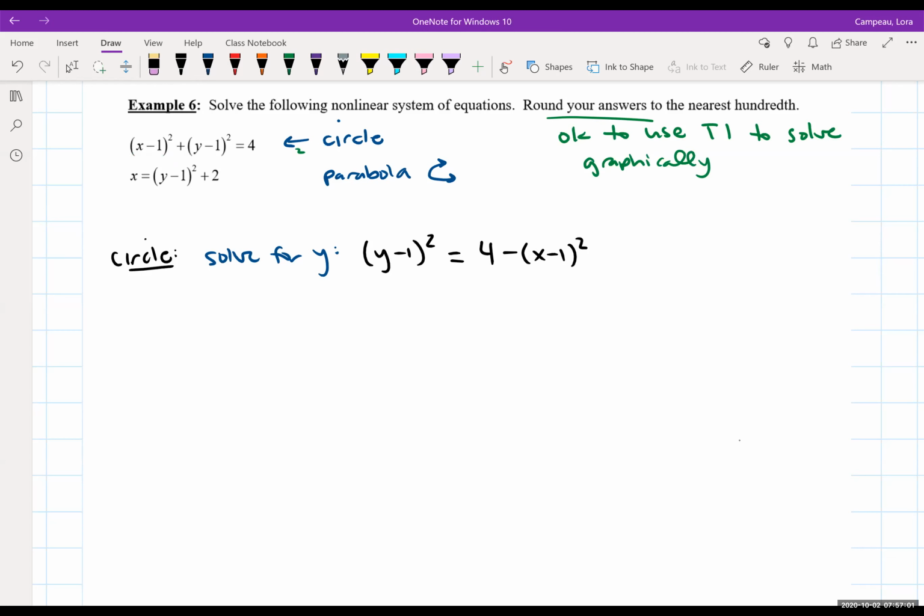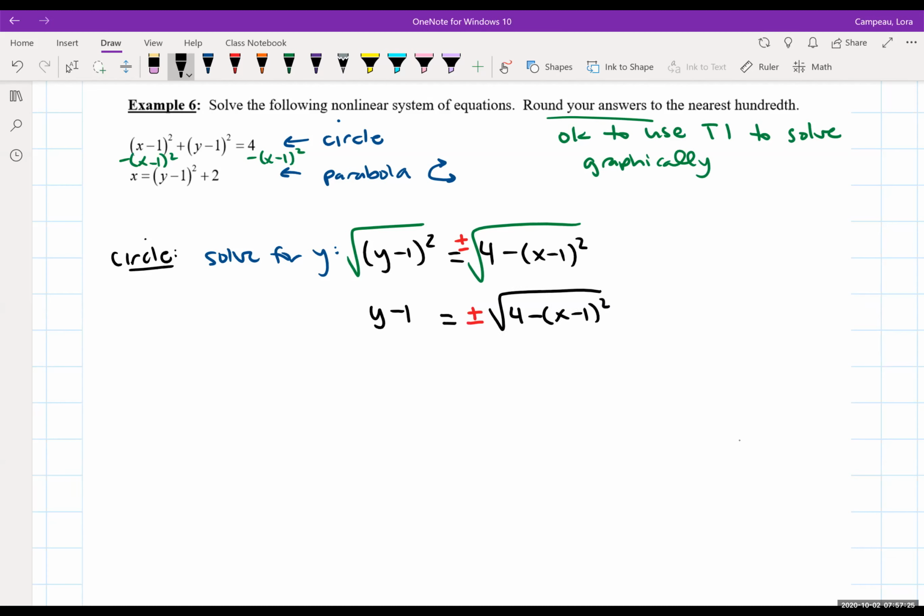So if we take the square root of both sides, the square root of the left-hand side will give me y minus 1. For the square root of the right-hand side, we have to remember to include that plus or minus. So this is going to leave us with the square root of 4 minus x minus 1 squared. And now to solve for y, we're going to add 1 to both sides. Remember, when you add 1 to both sides, it's outside your radical. So be careful there.